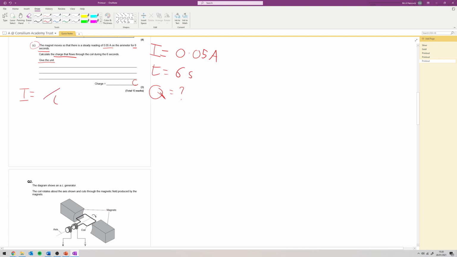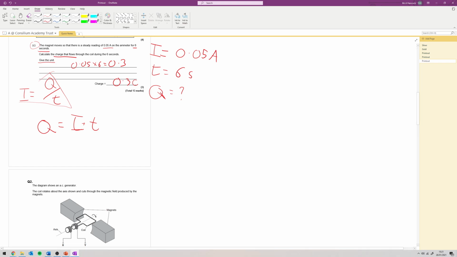Now, I remember that a current is a rate of flow of charge. So my charge flow must be how much current, and how long has that current flowed for? That will give you my charge. You can either rearrange this, or you could put it into your equation triangle like that. So Q equals I times T. Well, I is 0.05 and times 6, that gives us 5 times 6, 30, so 0.3 coulombs.